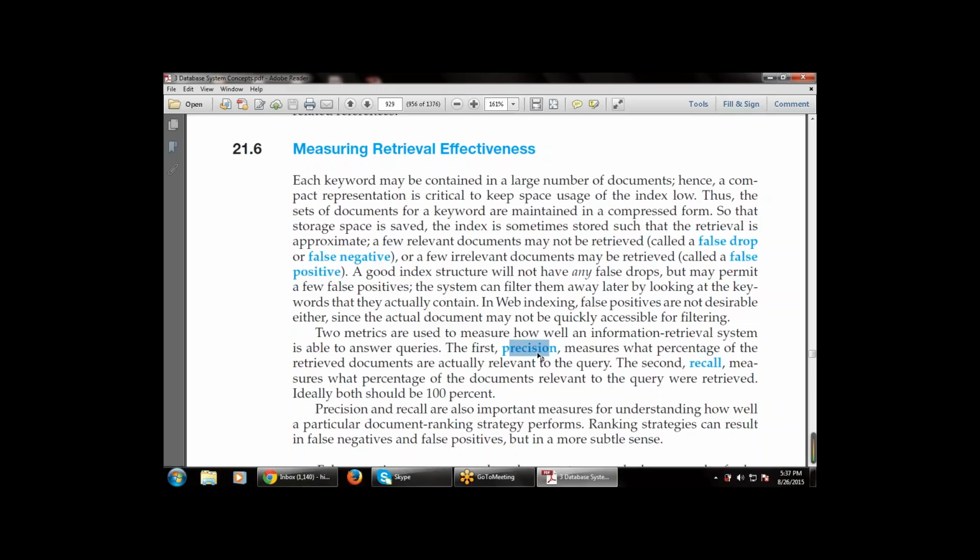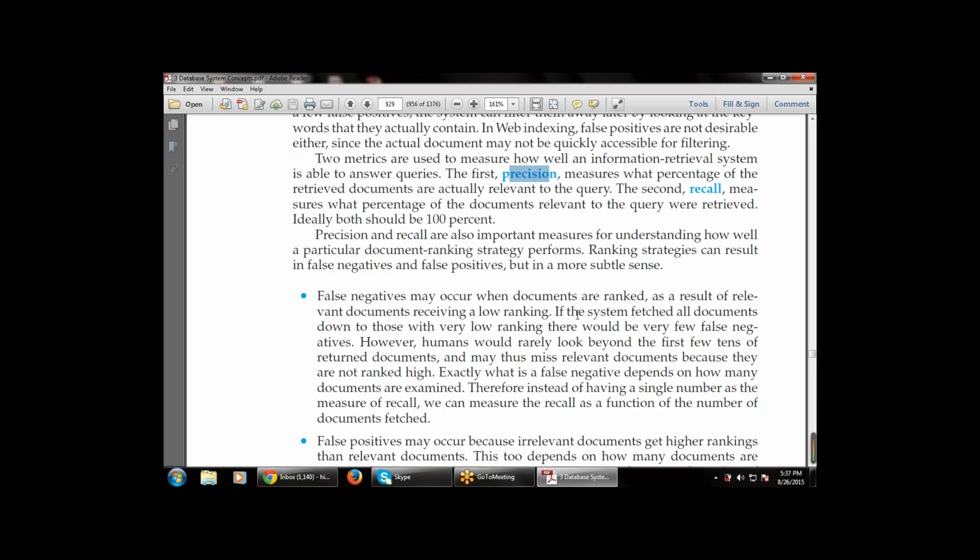Whatever the measure used, it shows how well a particular document ranking strategy performs compared to a different strategy under different criteria. That can result in a false negative or a false positive, but in a more subtle, more defined manner.